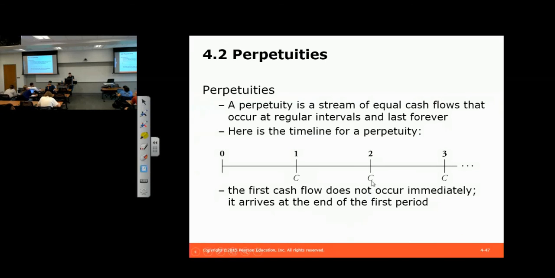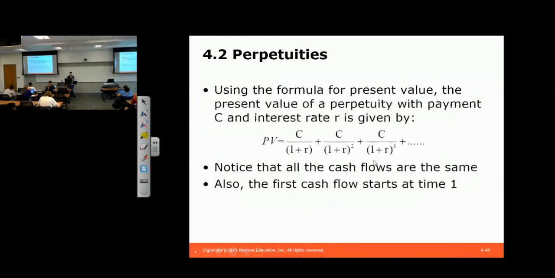And then the next period after that, cash flow C again. Next period after that, cash flow C again. And that's a positive C. So it's throwing off some positive cash flow every period at a regular interval. And then it goes on forever. So the dot, dot, dot means it lasts forever. That first payment doesn't happen immediately.